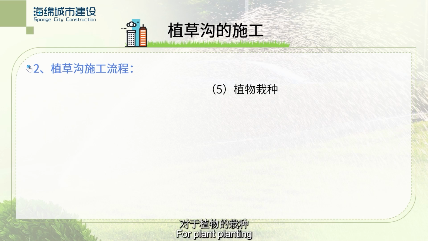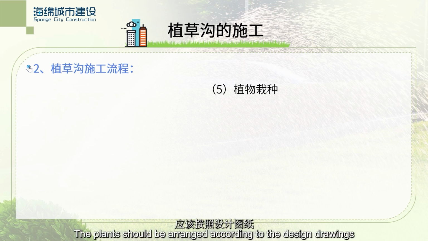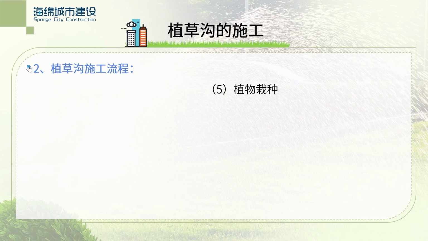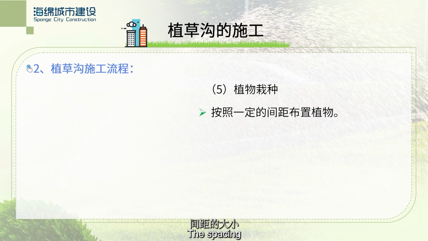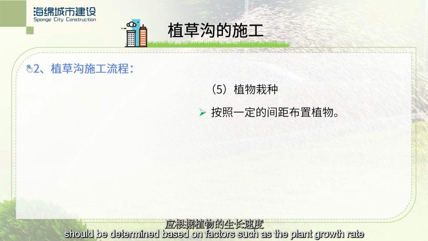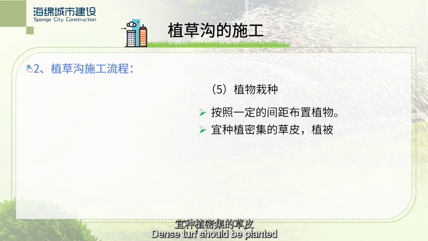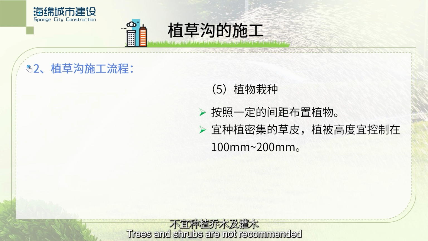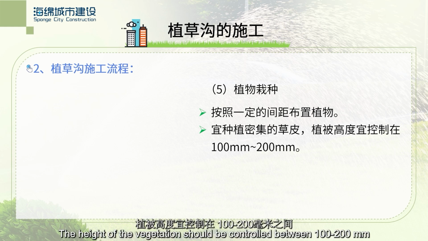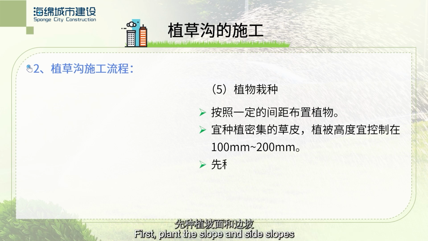For plant planting, the plants should be arranged according to the design drawings or planning requirements, and placed in the trench at specific intervals. The spacing should be determined based on factors such as the plant growth rate and trench width. Dense turf should be planted. Trees and shrubs are not recommended. The height of the vegetation should be controlled between 100 to 200 mm. First, plant the slope and side slopes.